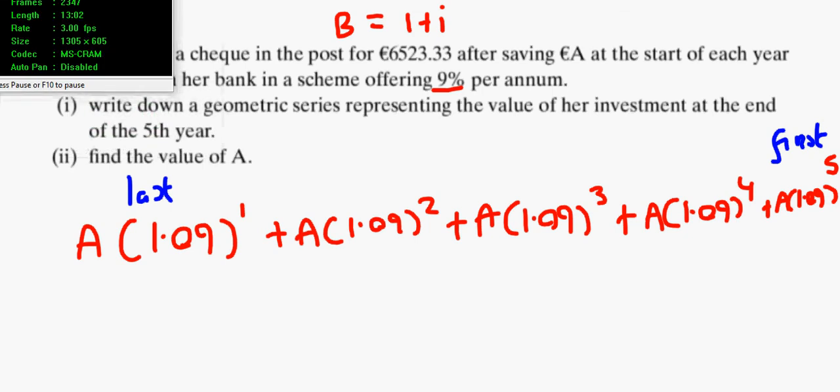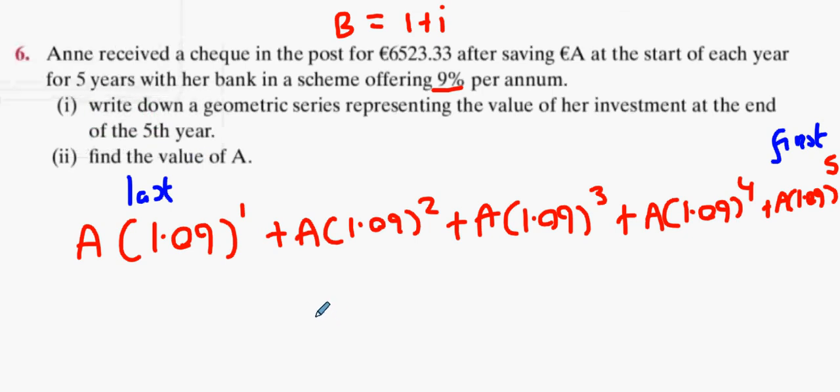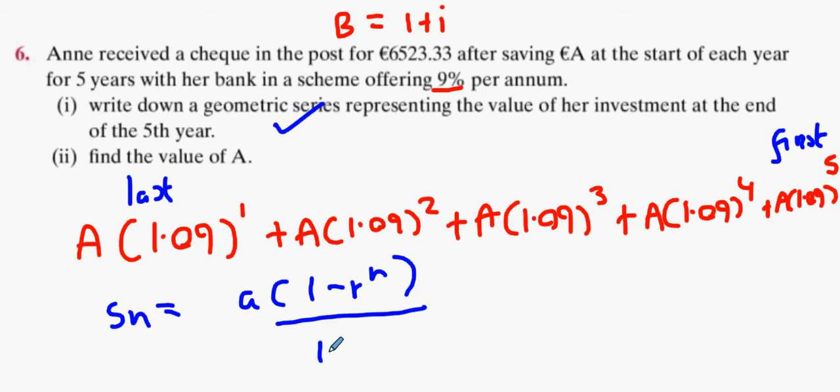Alright, let's keep going. So, what are we going to do now, lads? Anybody? What type of sequence is it? It's a geo. Okay? And we wrote down the geometric sequence. Now, Sn is A times 1 minus r to the n all over 1 minus r. What's your A value?